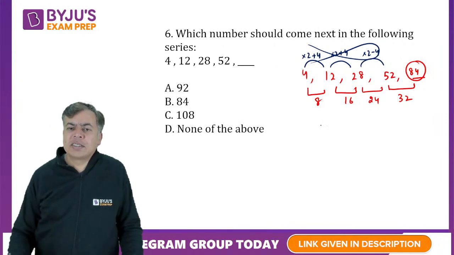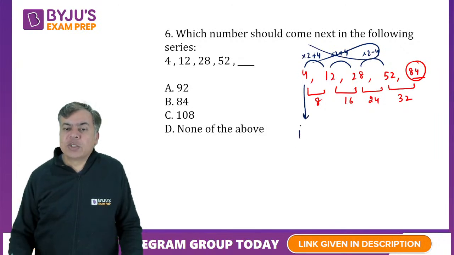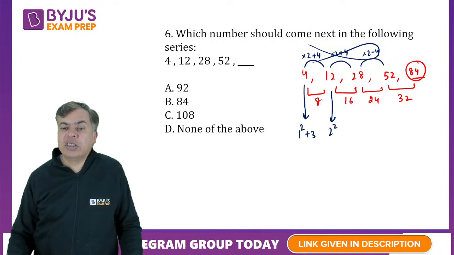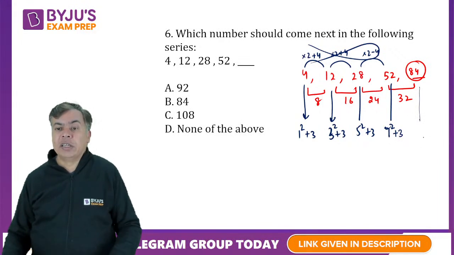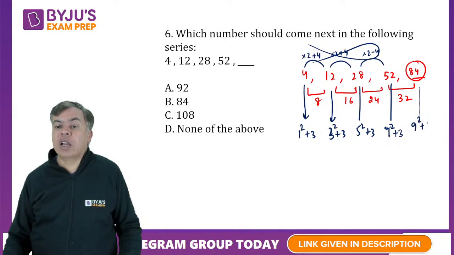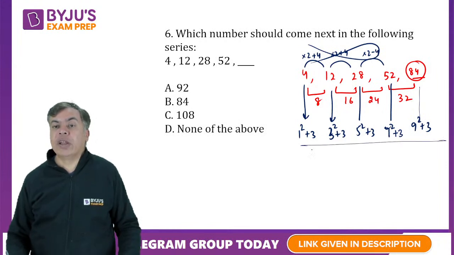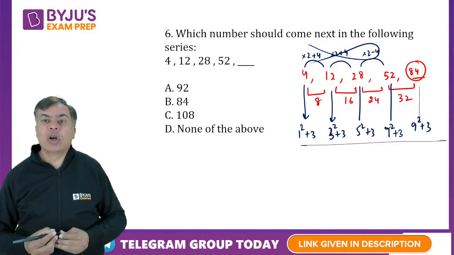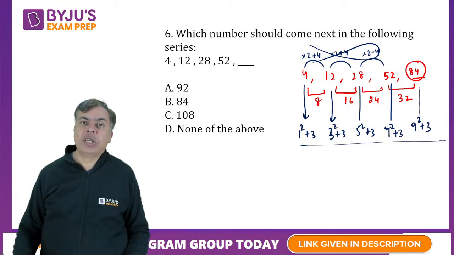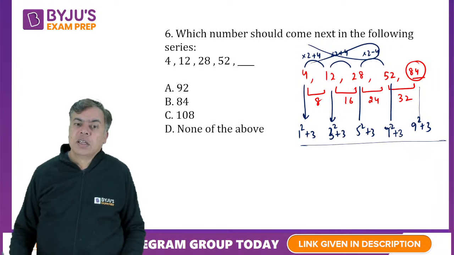Okay. Yes, you can see this: it is 1 square plus 3. This is 3 square plus 3. This is 5 square plus 3. This is 7 square plus 3. Now it should be 9 square plus 3. That can be the logic. Very good. So it can be 1 square plus 3, 3 square plus 3, so odd number square plus 3, right? That can be the case.